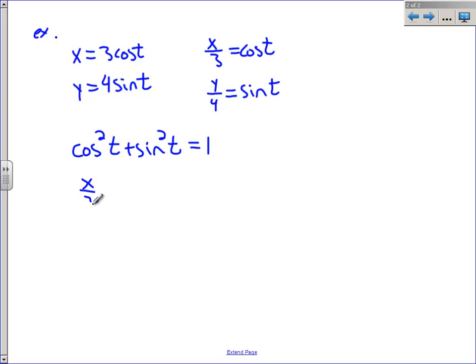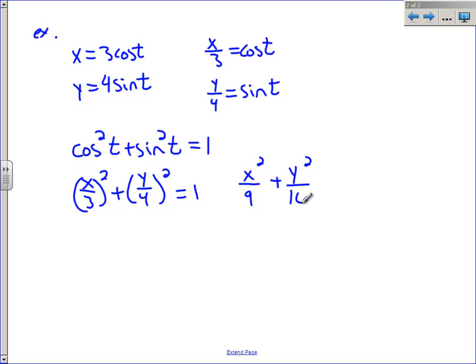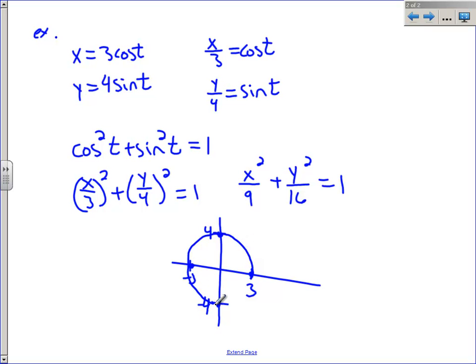So I can substitute this in, and I get the equation of an ellipse centered at the origin, and it is up and down 4, because the square root of 16 is 4, and that's our major axis, and then right and left 3, that's our minor axis. And there's our ellipse. So there's another example of eliminating the parameter.